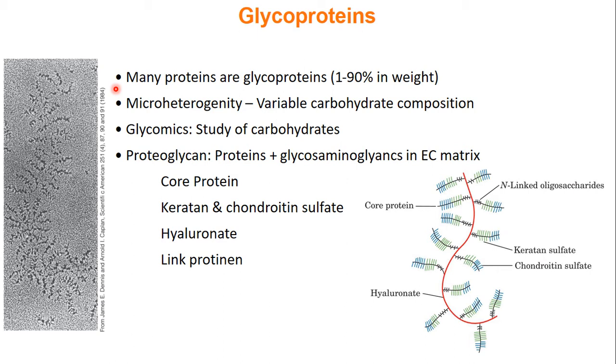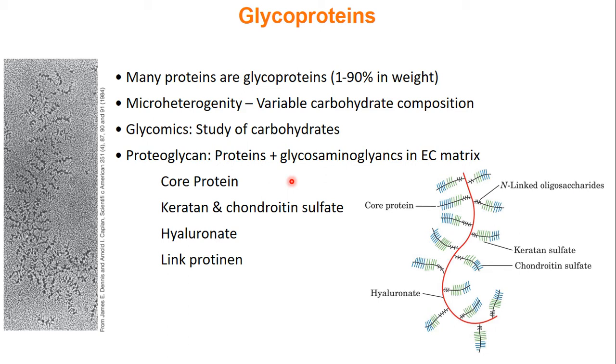That is, it's very variable in composition. You could have two proteins with the same amino acid sequence, and they would have different carbohydrates. That's what we mean by microheterogeneity. Or on the same protein, you would have different sugars. And glycomics is the study of these carbohydrates. And a proteoglycan is a protein plus a glycosaminoglycan that's in your extracellular matrix.